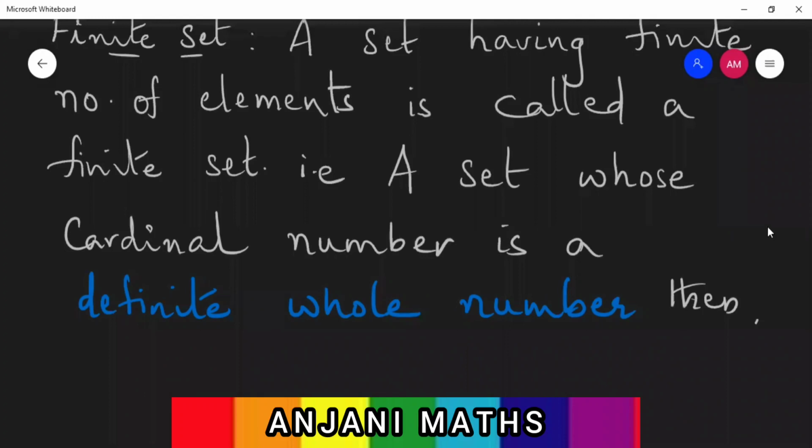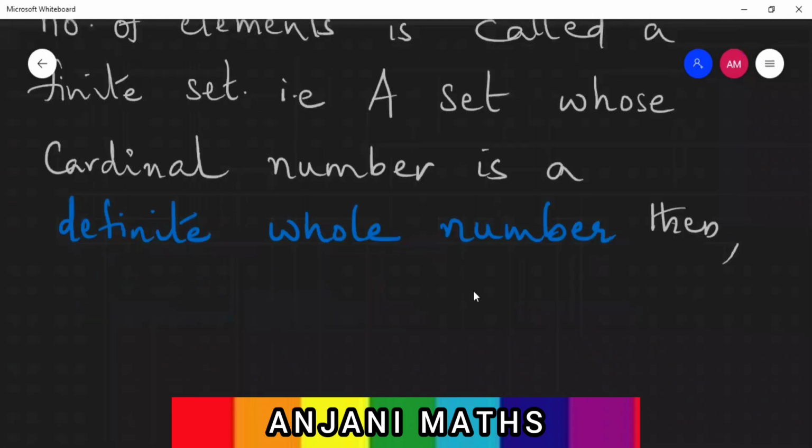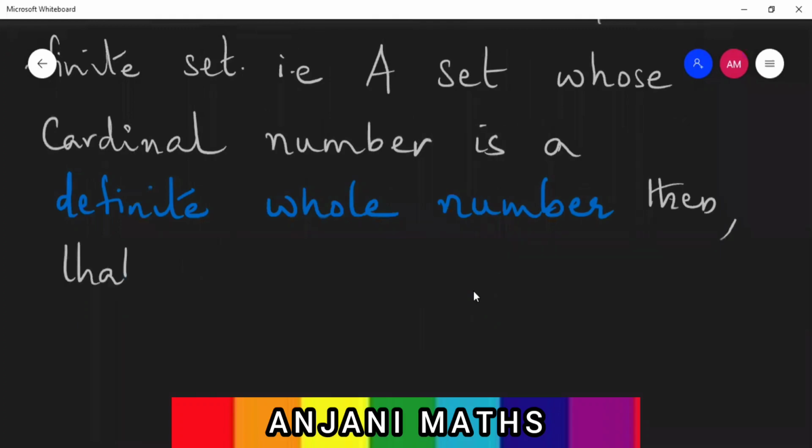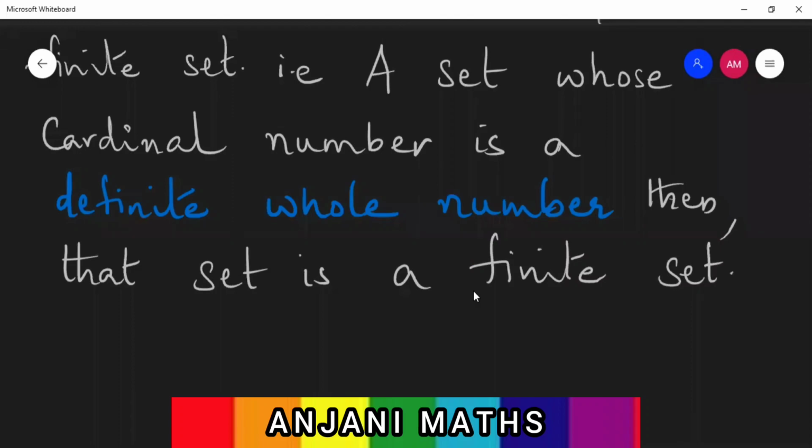Finite set. If the cardinal number of a set is not a definite whole number, that means we cannot define how many elements are there in that set, that set is called an infinite set. Can you give me one example for that? Yes, many examples are there. Set of natural numbers, set of even numbers, set of odd numbers, set of prime numbers. All these come under infinite sets.